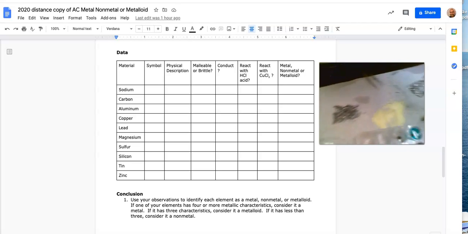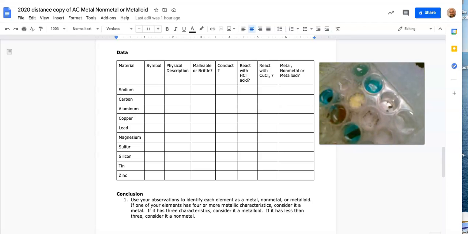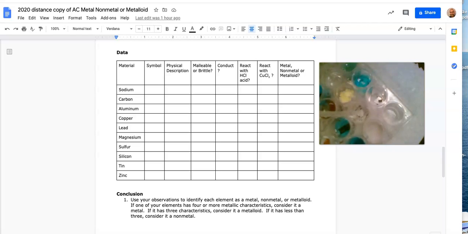Okay, now I'm going to look at what happens with acid and copper chloride. Going in this one. I'm seeing no reaction with acid and no reaction with copper chloride. So no reaction in either one.